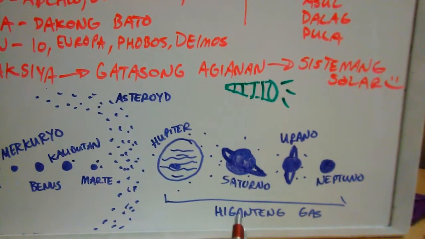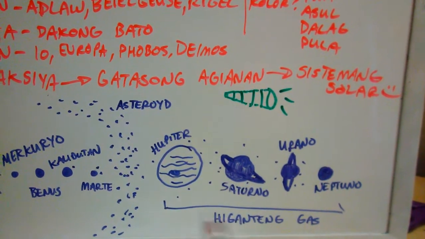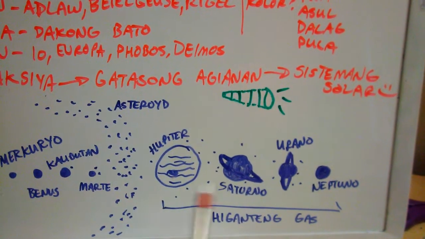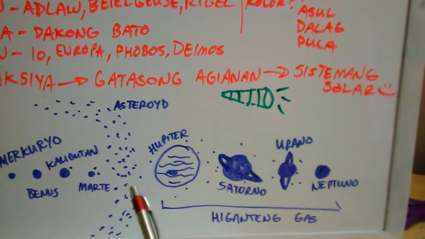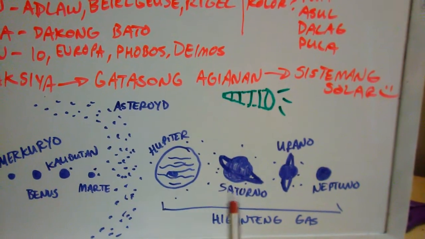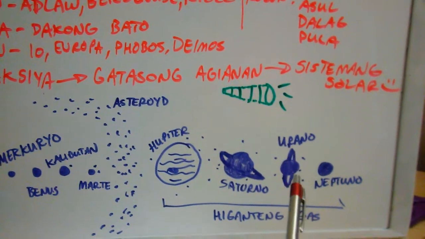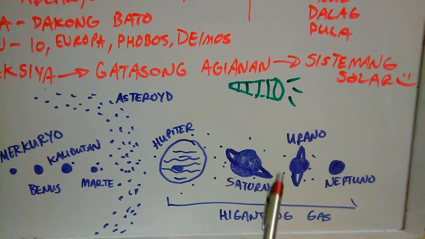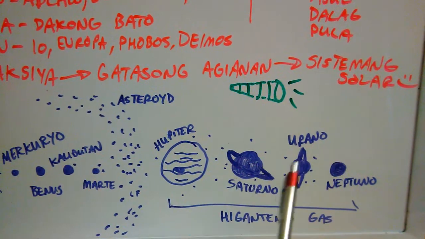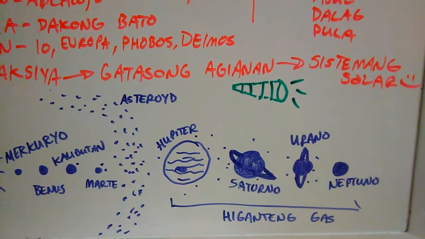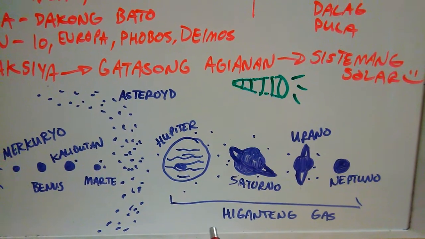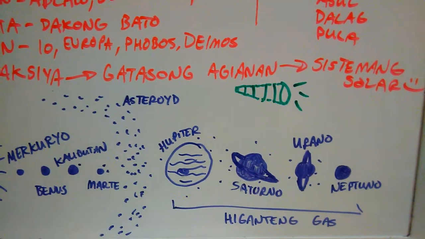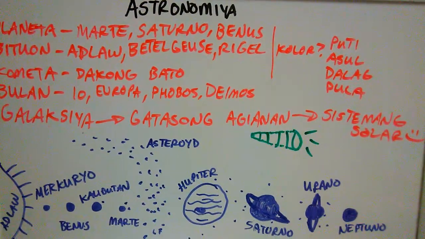And here we have the higanting gas, the gas giants, right? So the first one is Jupiter, right? Jupiter, Saturno, Urano, ug Neptuno. And they also have their own various moons. So Jupiter, Saturno, Urano, ug Neptuno ang mga higanteng gas. Alright, so hopefully this can kind of clarify some things, I guess, hopefully.